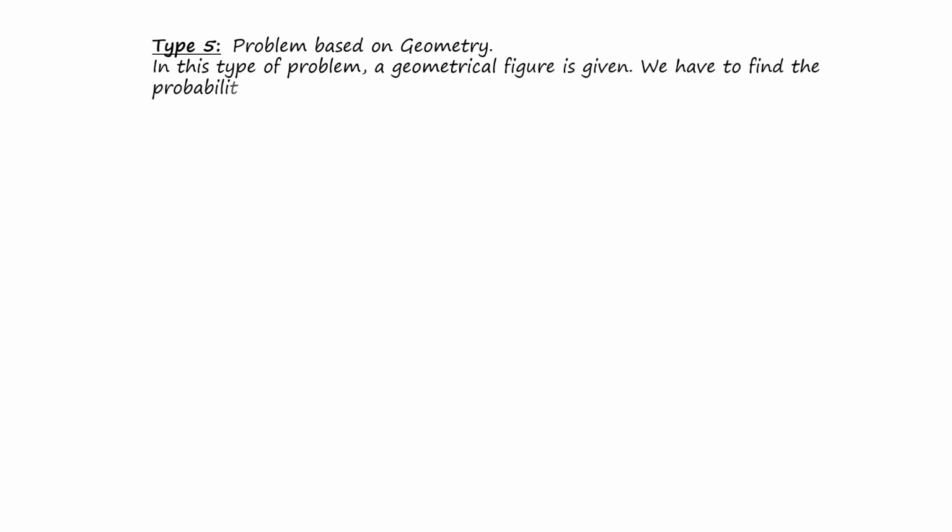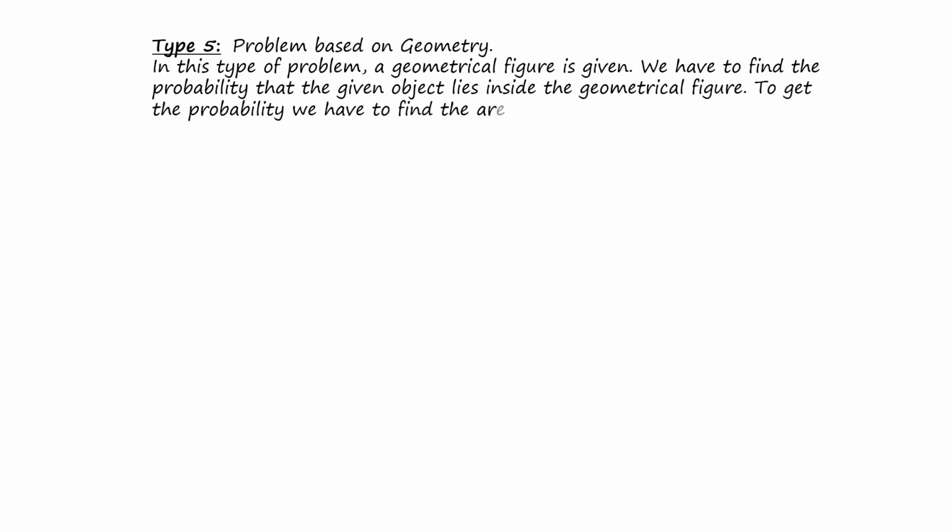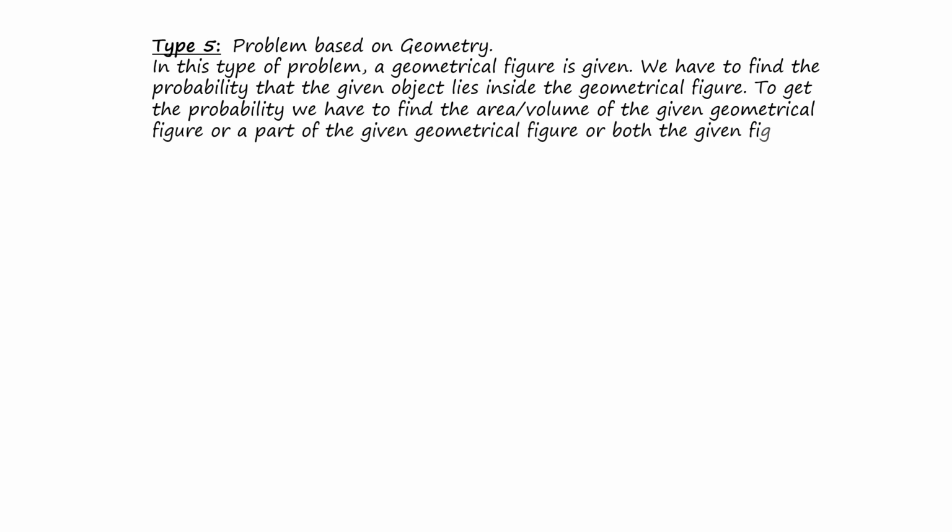Type 5, problem based on geometry. In this type of problem, a geometrical figure is given. We have to find the probability that the given object lies inside the geometrical figure. To get the probability, we have to find the area or volume of the given geometrical figure, or part of it, or both, a part of the geometrical figure and the total geometrical figure separately. Let's see an example.